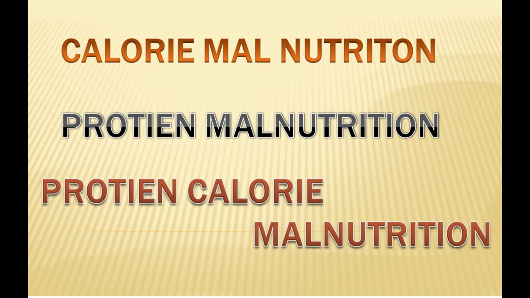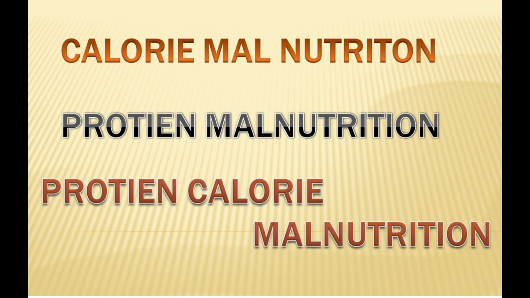Okay, second one is protein malnutrition. That means the diet which is deficient in proteins. That means the person is not given a proper diet with balanced proteins. Proteins were deficient in the diet which he took for a long time. So that's why that condition is called protein malnutrition.